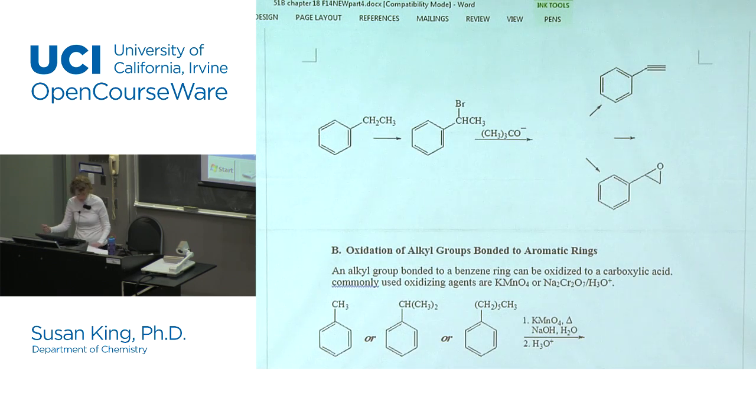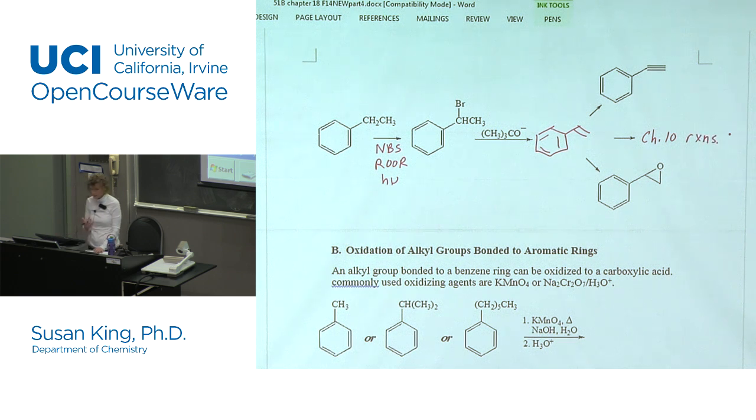All right, here are some more examples of things we can do. We could use NBS, peroxide, heat or light. We can put a bromine on there. We can eliminate. And then we can do all the reactions from chapter 10. We could convert that into an alkyne. You should be able to fill in all of these things. Or we could do any of the chapter 10 reactions.